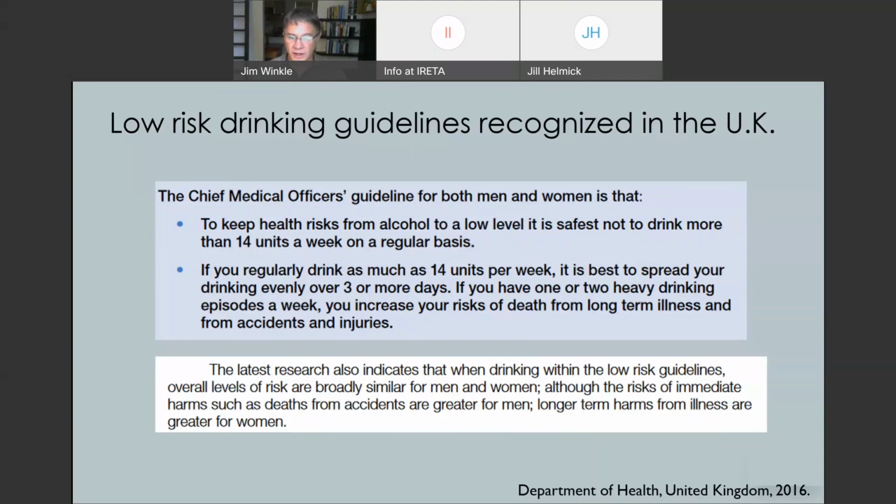So that's interesting. And then I also pulled this quote here, that they say the latest research indicates that when drinking within the low risk guidelines, overall levels of risk are broadly similar for men and women. However, there are risks of immediate harms that seem to be greater for men and long-term harms for women. So I think this makes the case that when we screen, which is a quick, crude way to identify people, maybe we should take the gender out of it for the screening portion. And when the clinician is actually doing a more in-depth assessment, then it is more appropriate to consider gender, although we should consider everyone's gender, of course, not just men and women.